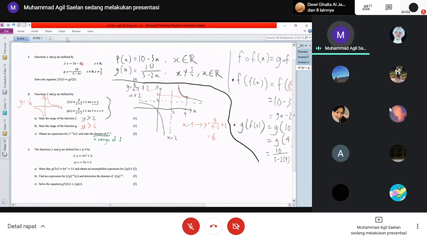Okay, this is not too hard as well. Yeah, maybe this is a bit harder than finding the domain, because for the domain we already know the range of the function, so we know the domain of the inverse. Okay, so f of x equals 8 divided by x minus 2 plus 2. So to find the inverse, we can write down y equals 8 over x minus 2 plus 2.